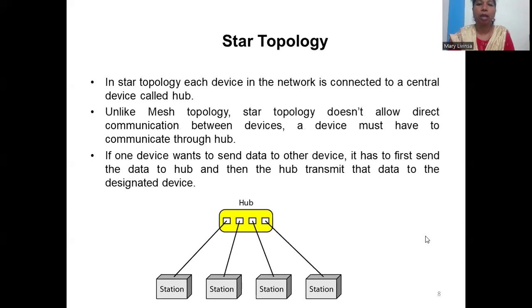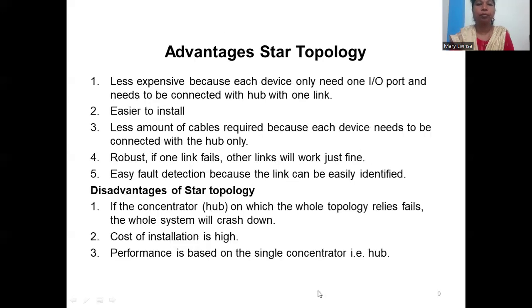Next topology is star topology. In star topology, each device in a network is connected to a central device called a hub. So unlike mesh topology, star topology doesn't allow direct communication between devices. A device must communicate through the hub. Suppose one device wants to send data to another device, it has to first send the data to the hub. Then the hub transmits the data to the destination device.